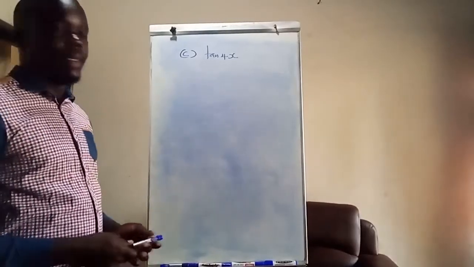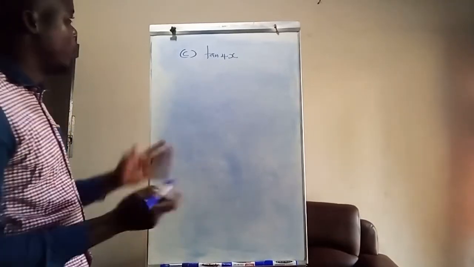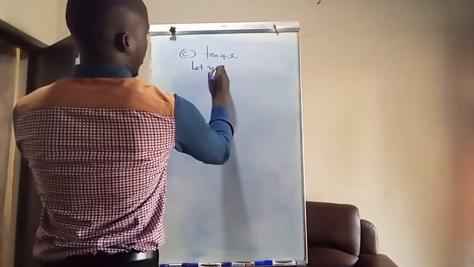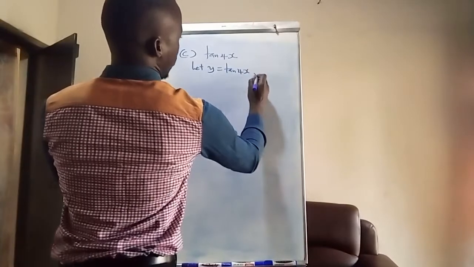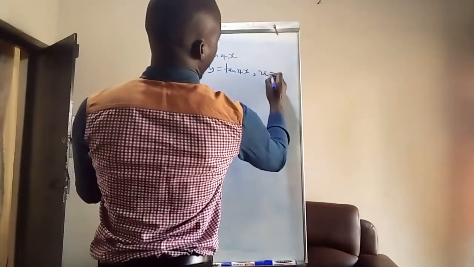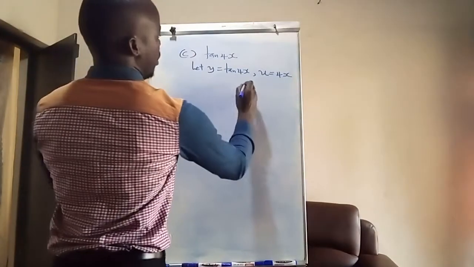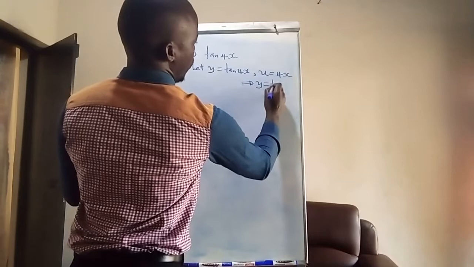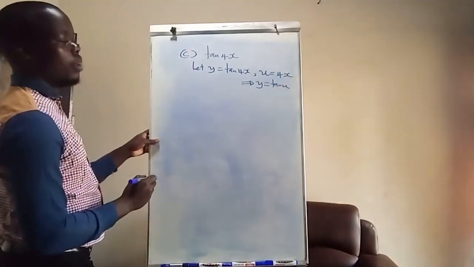Now part C says tan of 4x. Without wasting time, this time around I will simply let y be the whole of that function, which is tan of 4x. And of course we shall let u be the angle, which is 4x. This will mean that y is tan of u, as we said in the previous examples.